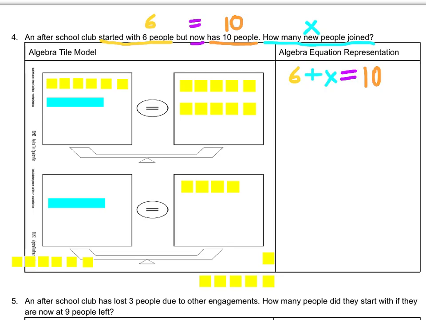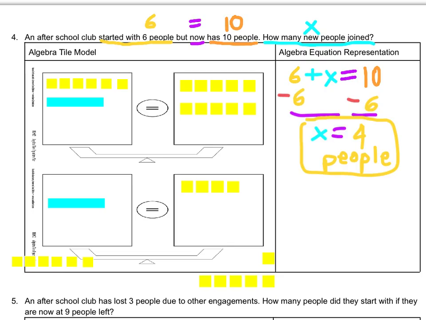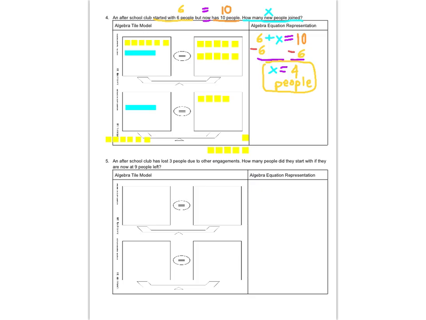Algebraically, that'll look like this. We took away those 6 from both sides. That left me with x equal to 4. And how many people? So 4 people. Again, that's what you should have been able to do on your own by this point. Again, number 4, if we look at it, was just like we did on number 1. Now let's take a look at number 5.